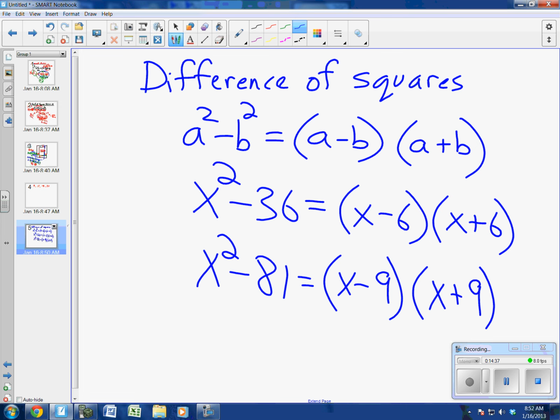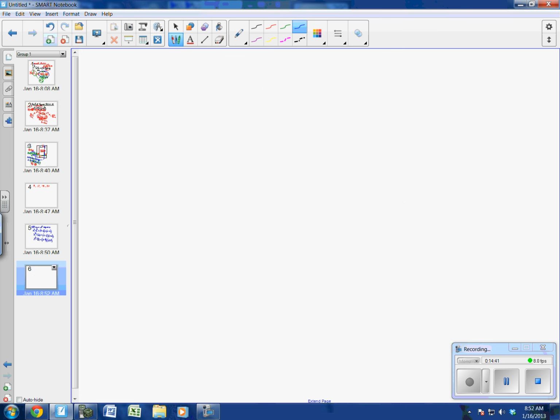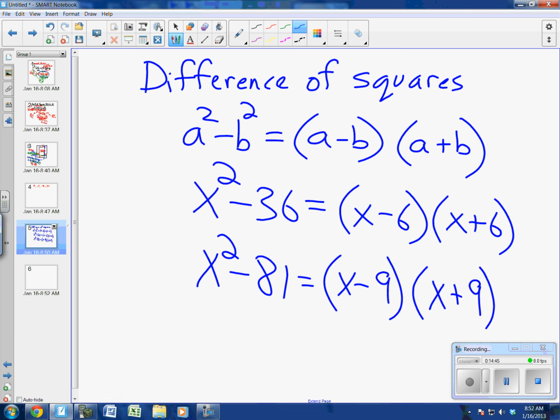Okay, that's the difference of two squares. You guys understand that? Yeah. Go back. All right, that's the difference of squares. I'm going to pause this for a second.